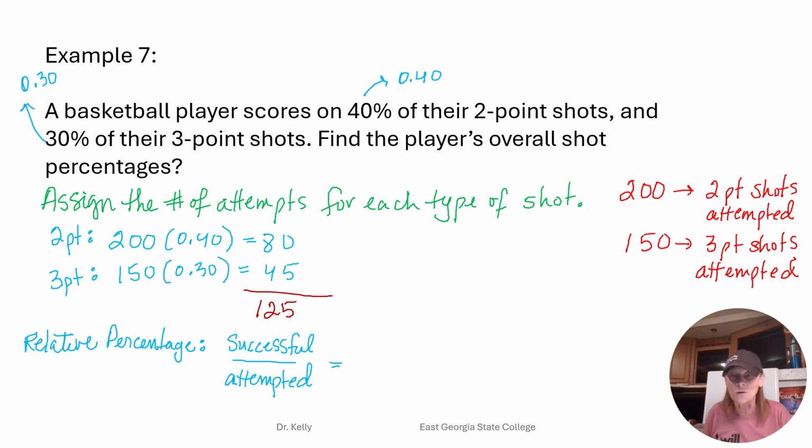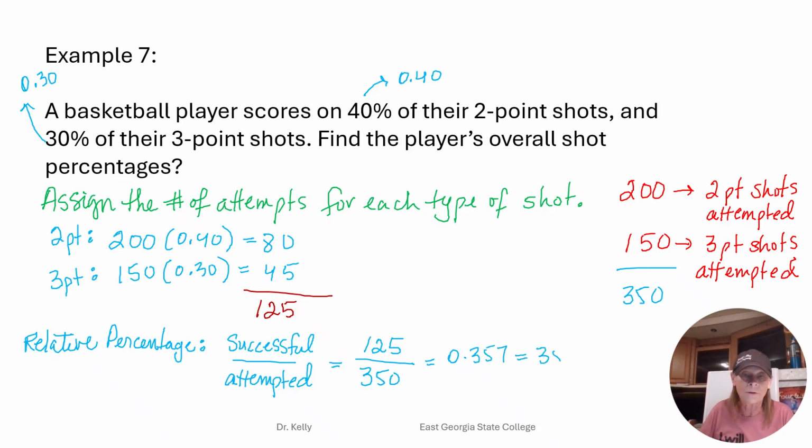The successful shots are over the attempted, and that's going to give us our shot percentage, right? And so we were successful totally in 125 shots over the 2 different kinds, and the total number of shots we took were 350. So let's see what that percentage is. That gives us 0.357, which is going to be 35.7% shot percentages.